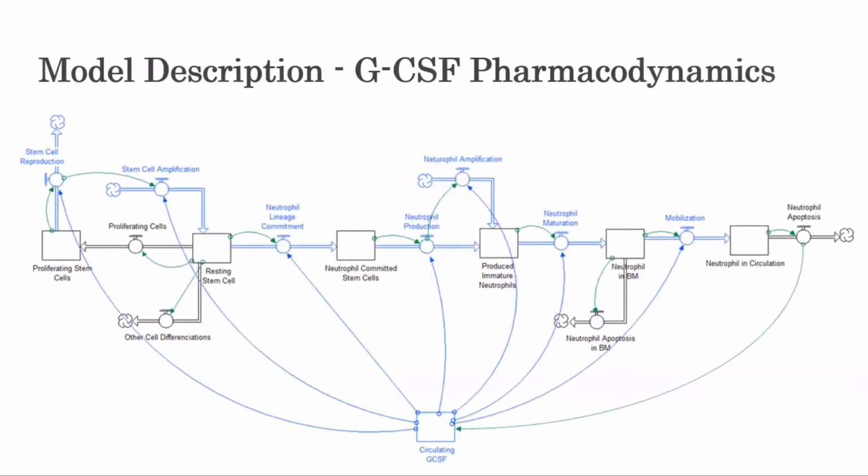A further emphasis on the G-CSF effect is shown here on the main line of the stock flow diagram with G-CSF pharmacodynamics. Circulating G-CSF level affects the stem cell and neutrophil flows with specific graphical effect functions, calibrated using the information found in the literature. Neutrophil apoptosis, which is the programmed cell death, negatively affects the G-CSF level.